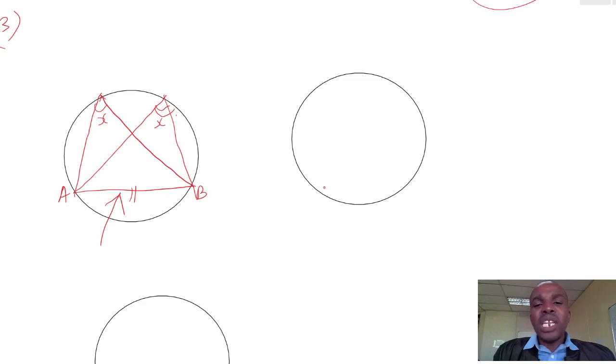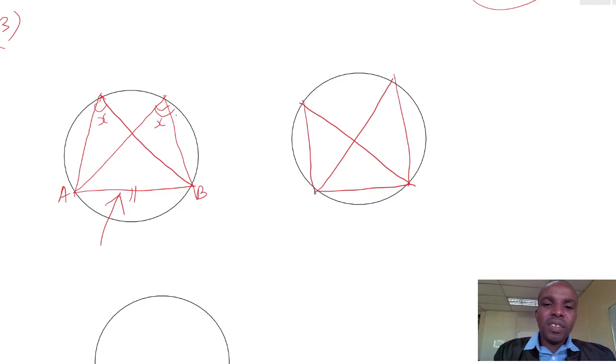I can have so many chords. If I draw like this, then I can have this one, then I can have another chord here. This is a chord on the circumference. Let me call it chord AB, then C, then D. So at chord AB, we can say this angle and this angle are the same. It's X and X.